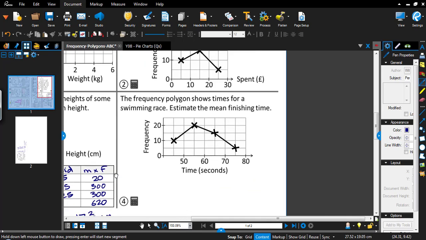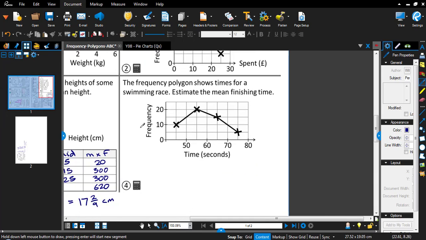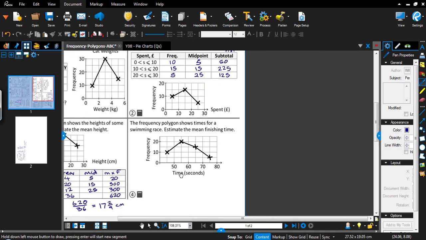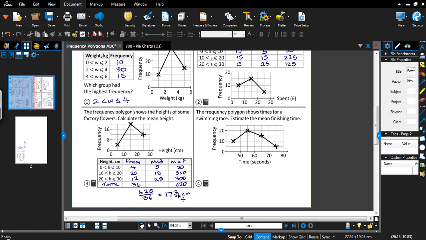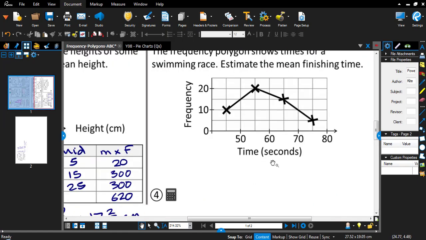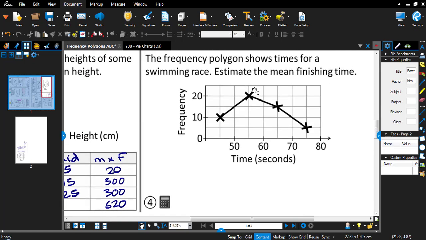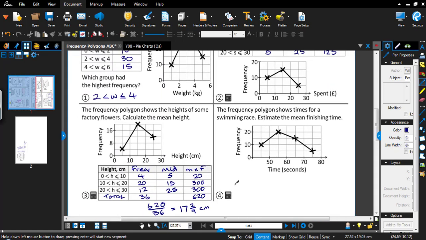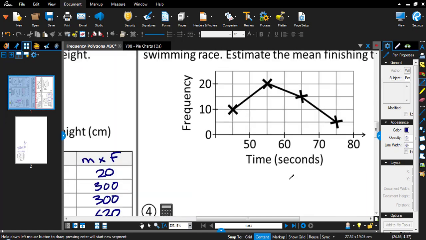Okay, the frequency polygon shows times for a swimming race. Estimate the mean finishing time. Oh wow. So this is just like the others, but they're just giving you less help, basically. So they basically just want you to make this table yourself, because they're asking you for the same thing, estimate the mean finishing time. So instead of height in centimeters, we're going to have time. Okay, let's just do it.